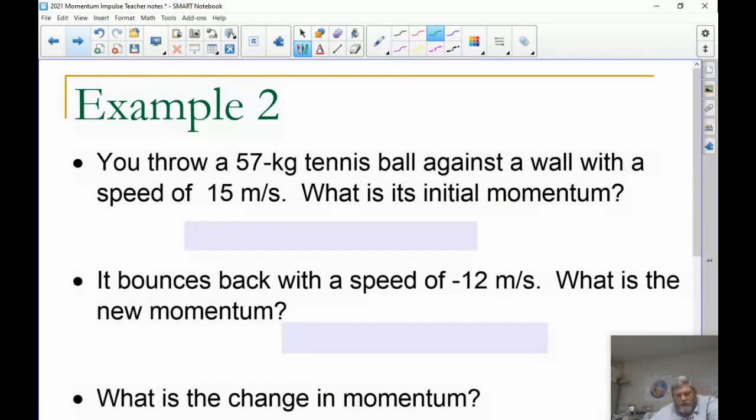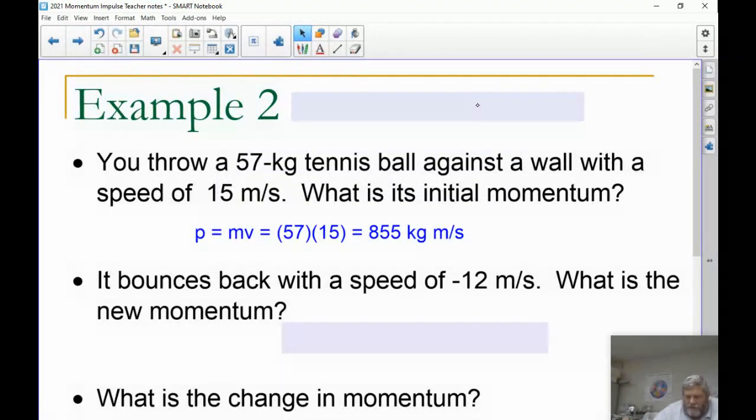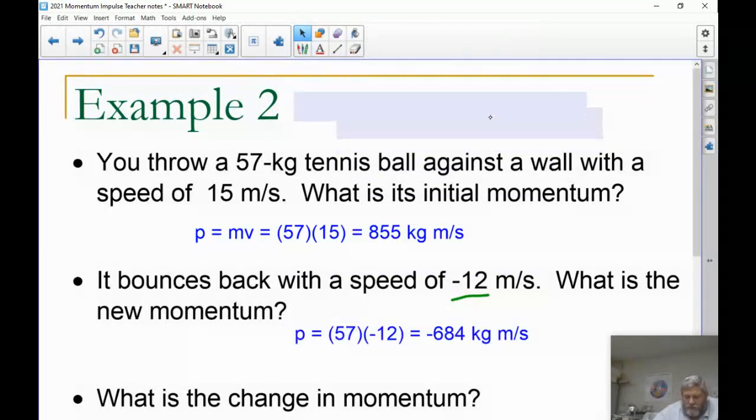All right, so second example: you throw a 57 kilogram tennis ball against a wall with a speed of 15 meters per second. What's the initial momentum? And again, as we're doing this, you need to pause it from time to time. Please do so. So 57 times 15. It bounces backwards now, so it now has a negative velocity, a velocity of negative 12. And so it's got a momentum of negative 684 kilogram meters per second. Because momentum is a vector, it has direction, it can have a negative sign, which just means it's going backwards.